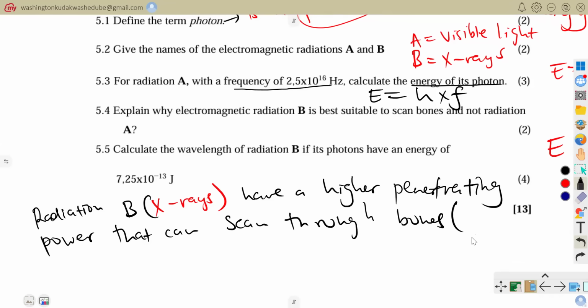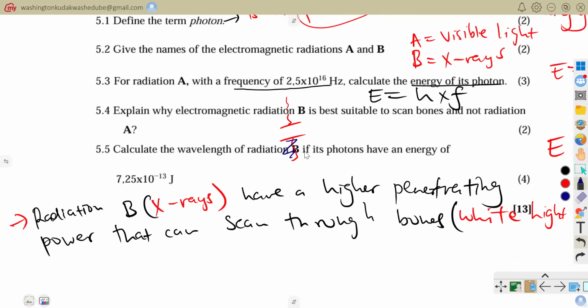What do we mean by scan through bones? It can actually give you white reflections, or else it can give you white light when you scan through bones. So that if you have a fracture within a bone, you can actually get to see that fracture, which is a gap in the scan that you'll be having.